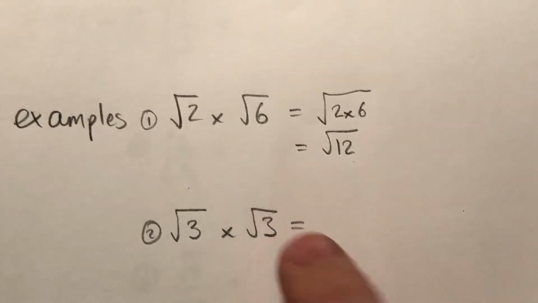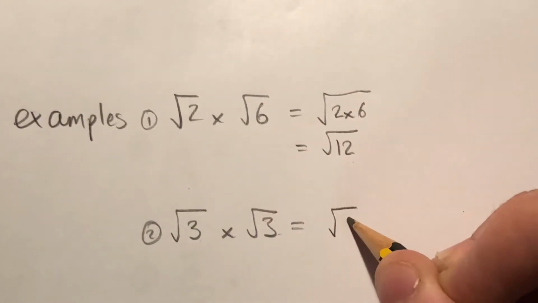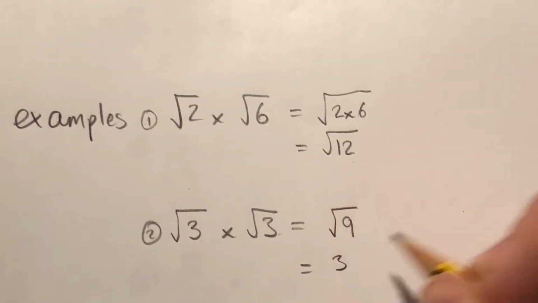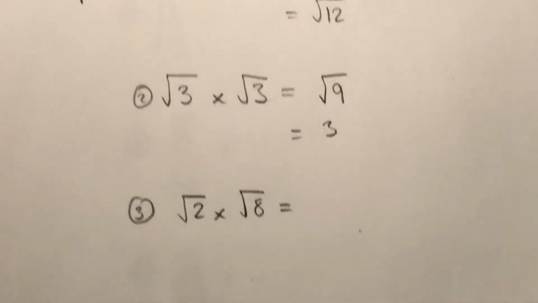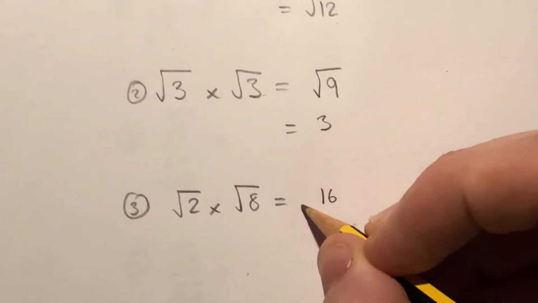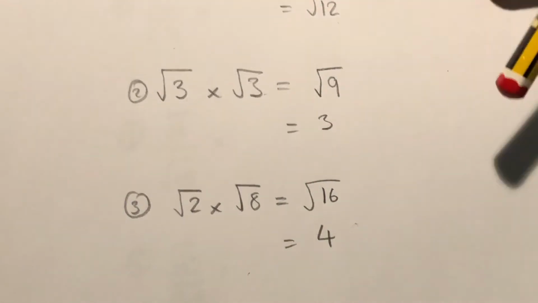Similarly, if we've got root 3 times root 3, this is the same as, well, 3 times 3 is 9, so root 9. But we know that root 9 simplifies down straight away to 3. Similarly, 2 times 8 we know is 16, so the square root of 16 we know is 4.